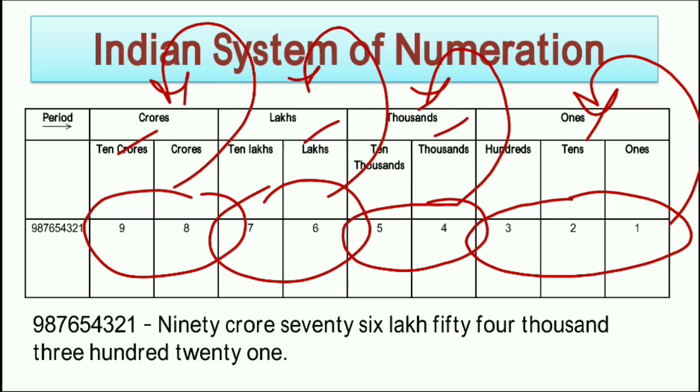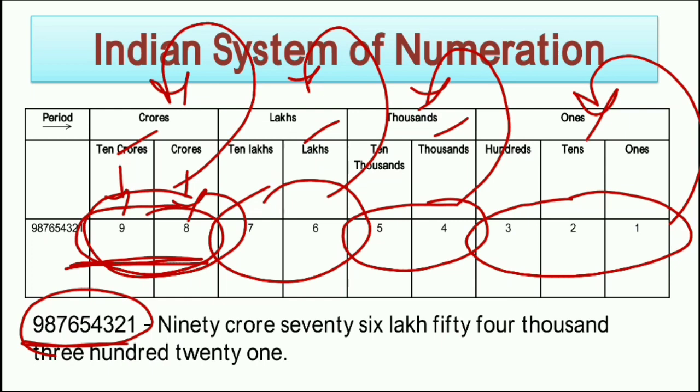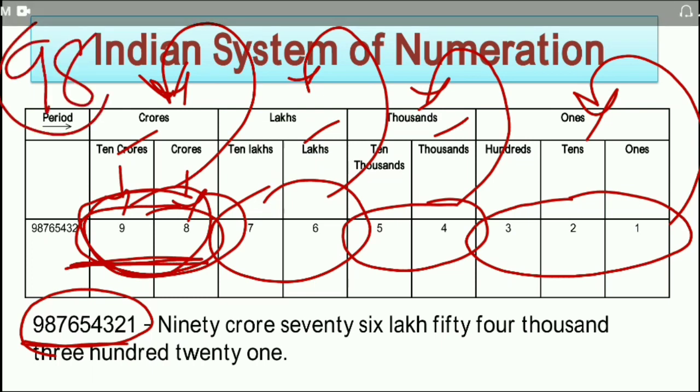So how to numerate the number? Suppose we have to read this number. According to the period we numerate the number. You can see that in this number, the digits go up to the crores period. In the crores period two digits are there, 9 and 8. 9 is in the ten crores place, and 8 is in the crores place. So both will be read together. We read according to the period, so together it is 98.